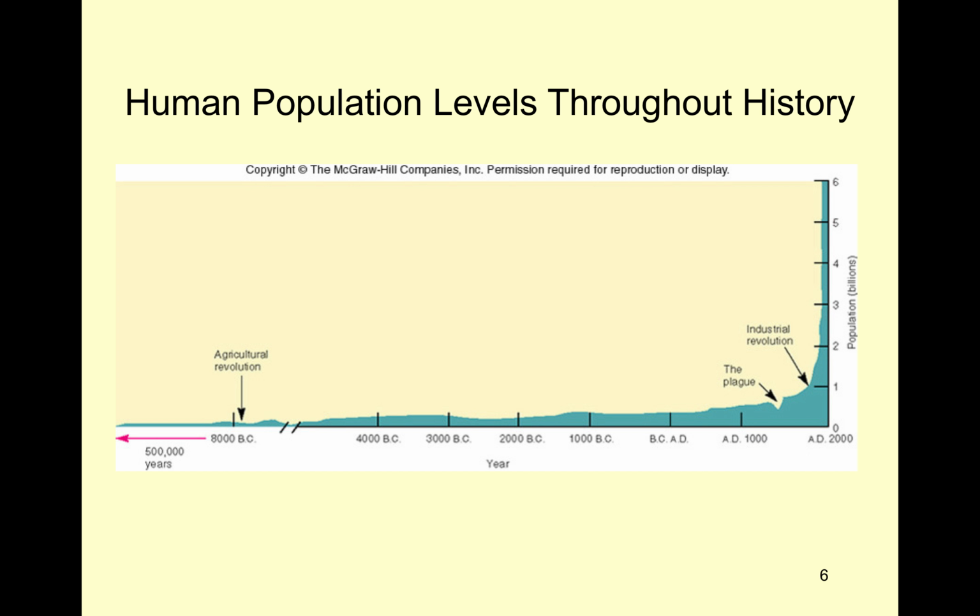So here is a look at human population since recorded history, 8,000 BC. So for thousands of years, humans struggled along, and our population stayed very steady. It wasn't until the Industrial Revolution, major changes occurred during that time that allowed our population to do what it's done in the last 200 years.